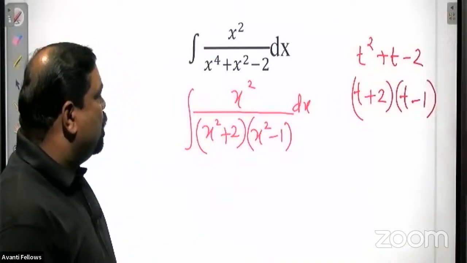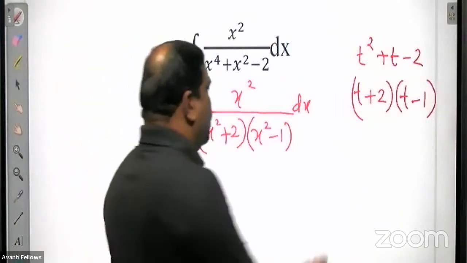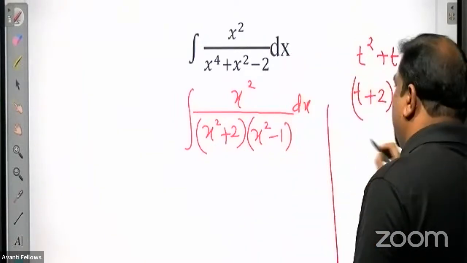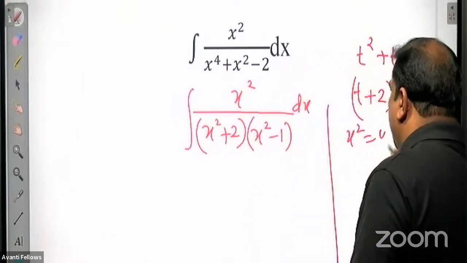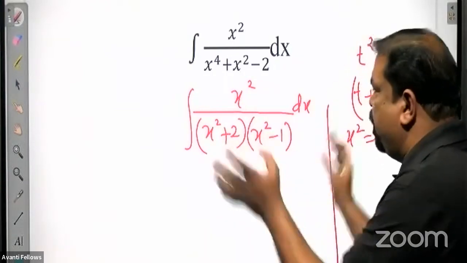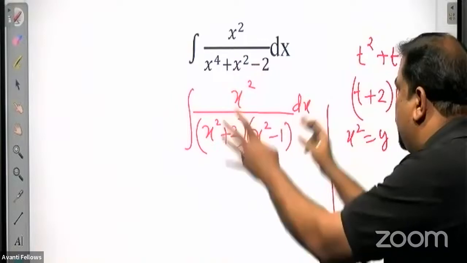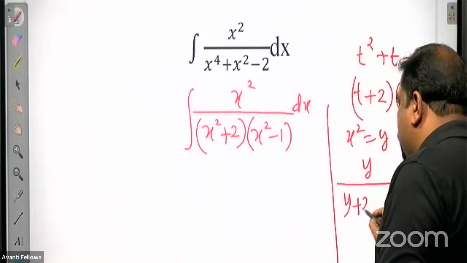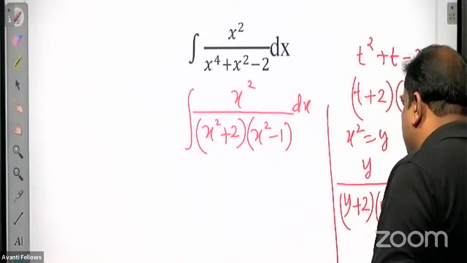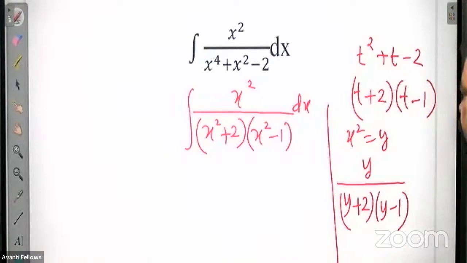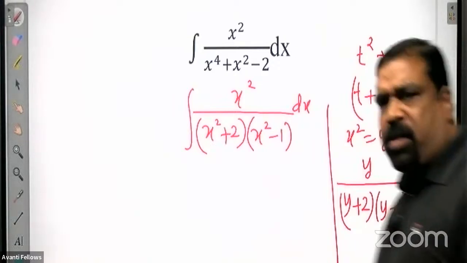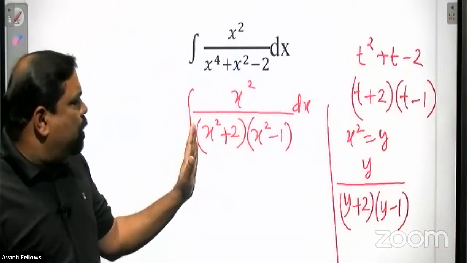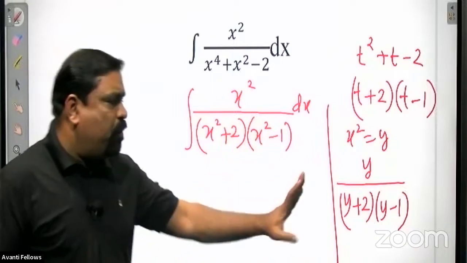Now this can be, again, this x square, I will consider as some y. X square, I take it as some y, not for integration, okay? Not for integration, for some simplification purpose. So that means this expression reduces to which form? y divided by (y plus 2) into (y minus 1). Remember, (y plus 2) into (y minus 1). If I consider x square as some y, this expression reduces to y divided by (y plus 2) into (y minus 1). Not for integration, okay?